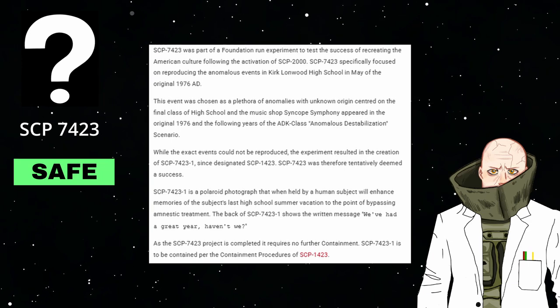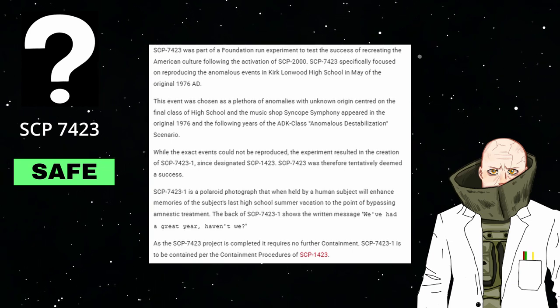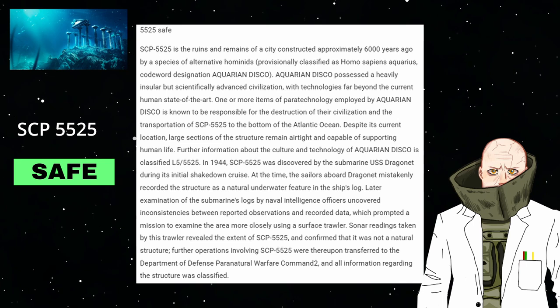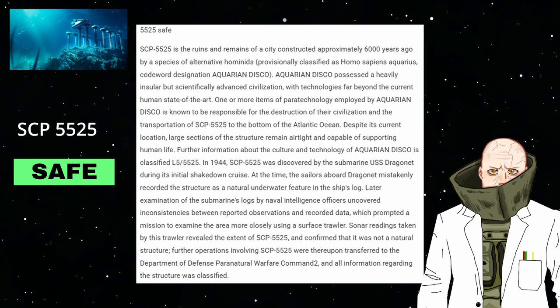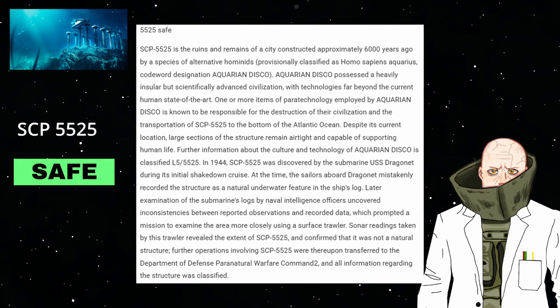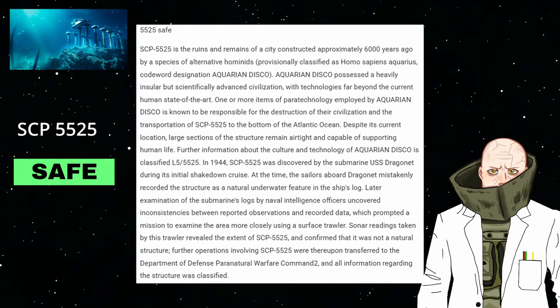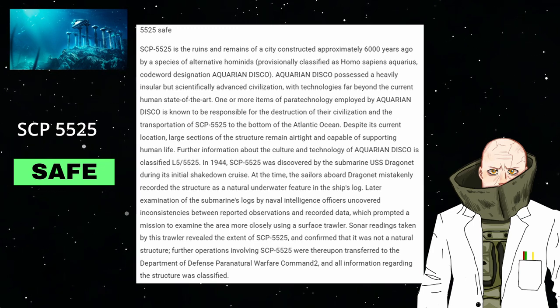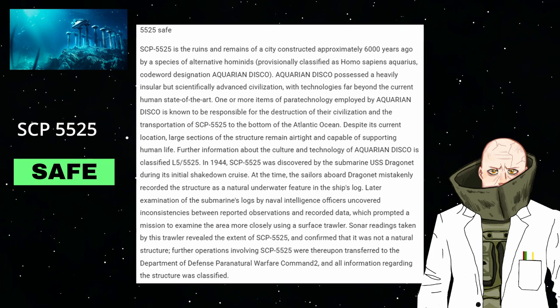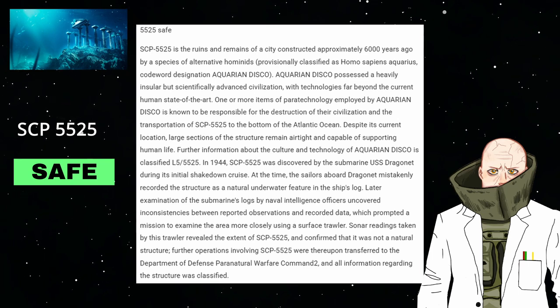74231 is to be contained per the containment procedures of 1423. SCP-5525 is the ruins and remains of a city constructed approximately 6,000 years ago by a species of alternative hominids, provisionally classified as Homo sapiens aquarius, codename designation Aquarian Disco.